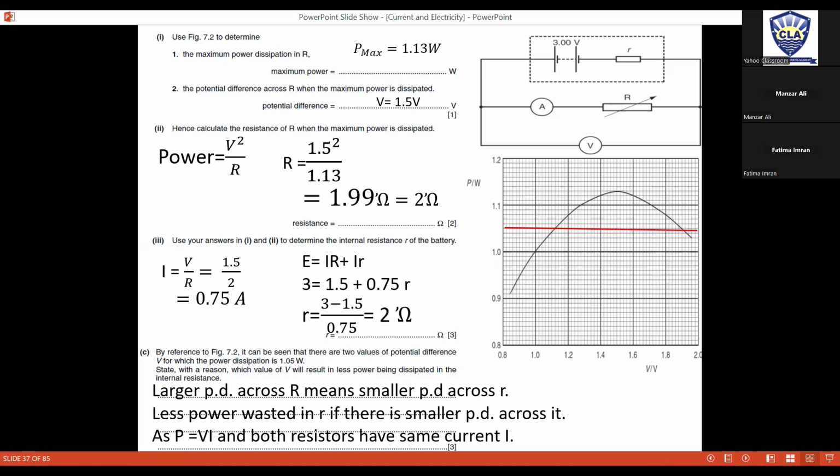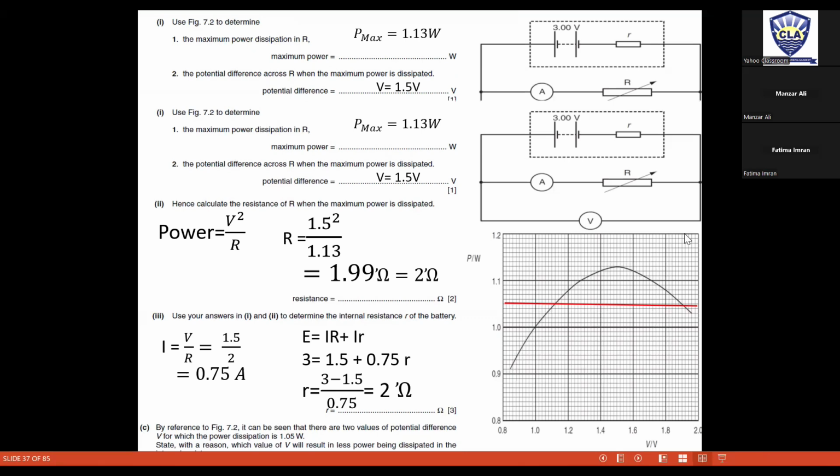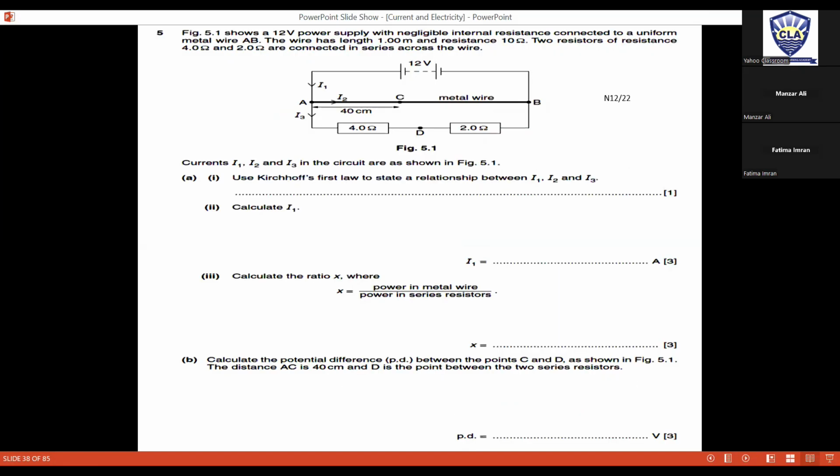Clear? This is how we explain the concept कि जब आपकी बाहर वोल्टेज ज्यादा होगी तो अंदर वोल्टेज कम होगी, करंट सेम है, current is same. So if current is same, there will be more power developed externally and less power developed internally. Just give me 1 second, I'll just take the picture.